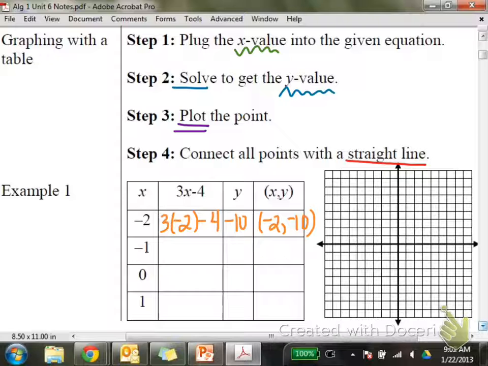Okay, so let's actually graph that one right now. Negative 2 means I'm going to go to the left 2 spaces and down 10 spaces. I don't think I have 10 spaces. 3, 4, 5, 6, 7, 8, 9. I have 9, so 10 would be 1 down here on mine. So just make sure that you give yourself 10 little marks, okay? So for mine, 10 goes off the graph.